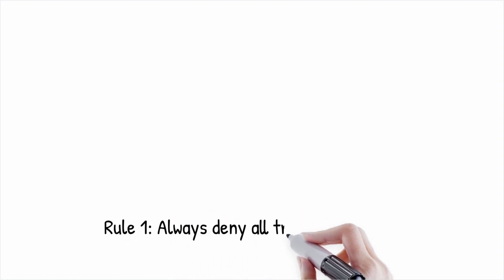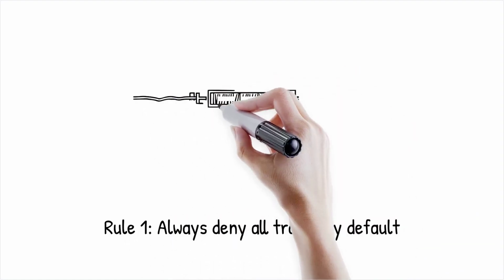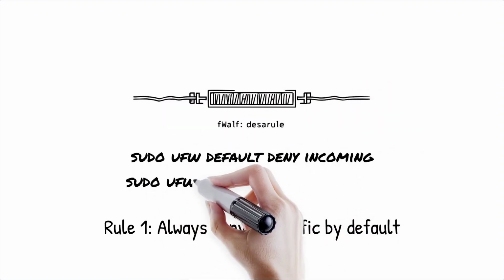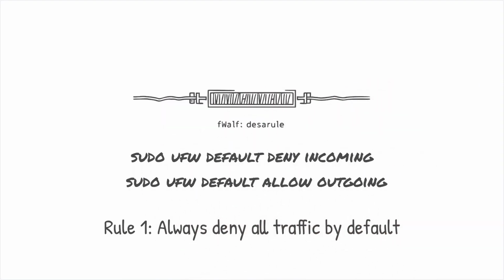Rule number 1, always deny by default. Start with a rule that blocks all traffic. Then, only allow specific traffic you trust. This minimizes the potential attack surface.